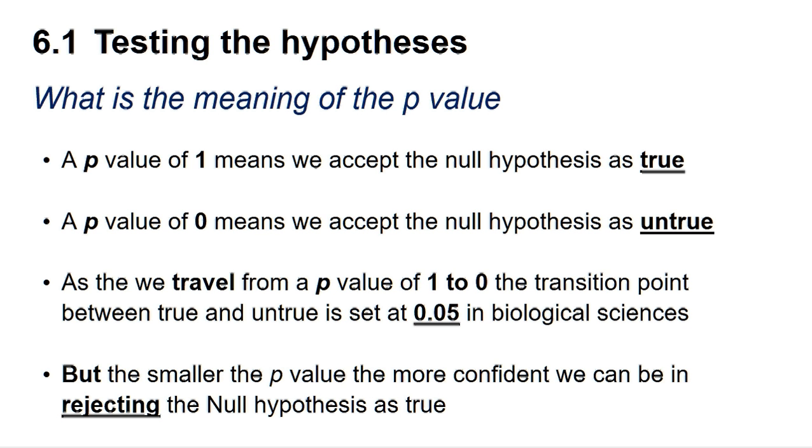So what is the meaning of the p-value? A p-value of 1 means we can accept the null hypothesis as true, whereas a p-value of 0 means we can accept the null hypothesis as untrue. As we travel from a p-value of 1 to 0, the transition point between true and untrue is set at 0.05 in the biological sciences. The smaller the p-value below 0.05, the more confident we can be in rejecting the null hypothesis.